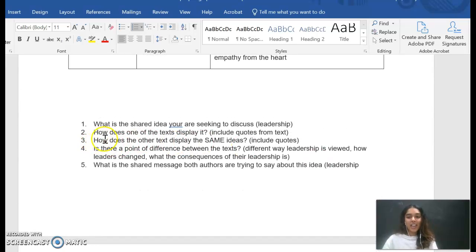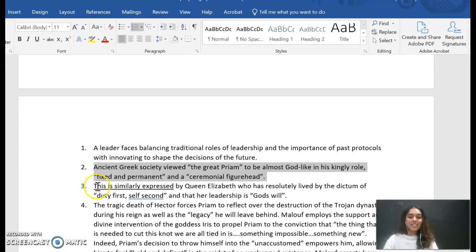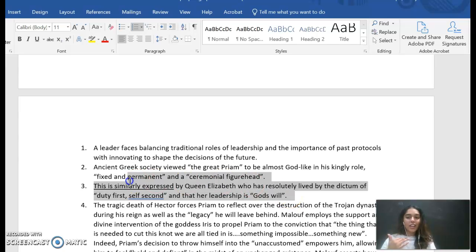Dot point number 3, how does the other text display the same idea? So I have to talk about how people viewed the queen to be ordained by the gods. This is similarly expressed by Queen Elizabeth, who has resolutely lived by the dictum of duty first, self second, and that her leadership role is God's will. So we are halfway through our paragraph structure.